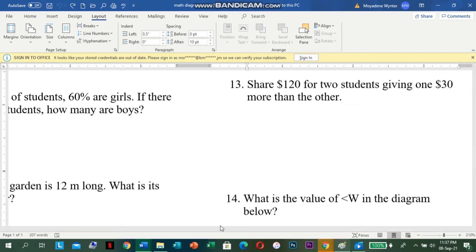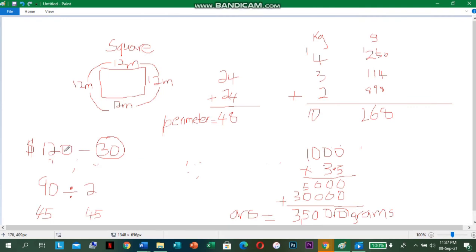So remember, I took out $30 from the 120 at the beginning. Now I'm going to add this $30 to one of the students because I'm giving him $30 more. So 45 plus 30 will give me 75. So one student will have $75 and the other will have $45.